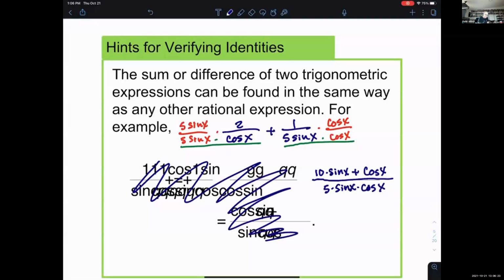So if you have a sum or difference of rational expressions, which means fractions, then you would be able to carry out that addition or subtraction like you would with normal fractions, where you need to get a common denominator before adding or subtracting them. Again, more of past algebra that may show up in these current identities that we're now working with.